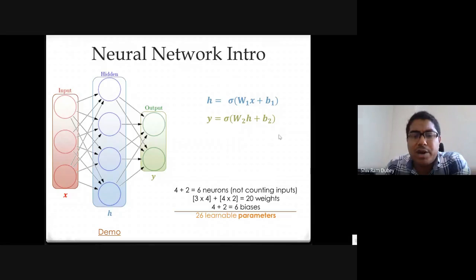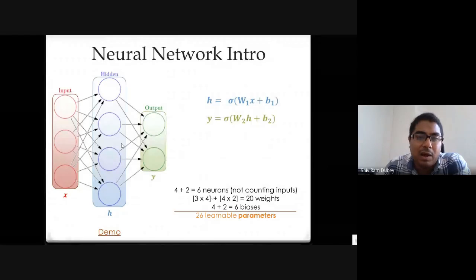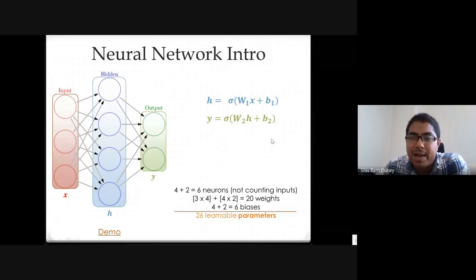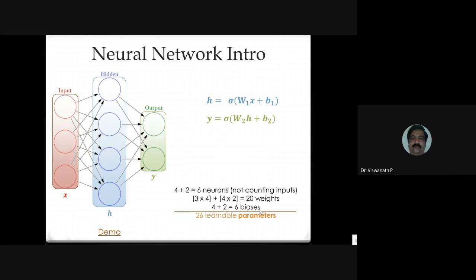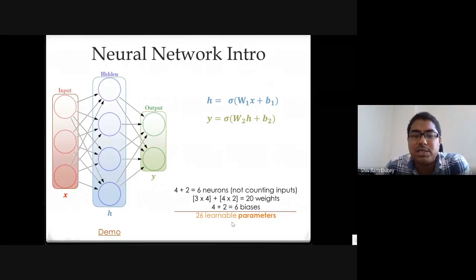So if I have to count the number of neurons, the number of neurons at this layer is 4, at this layer the number of neurons is 2. If you have to count how many weights there are, then if you count this W, these all four have 3 weight values, so 4 into 3. These 2 have 4 weight values, so 4 into 2. And all these 4 plus 2 neurons have 1 bias term, so a total of 6 biases. So this particular example has 26 learnable parameters, and that is the W values. So these are called the weights.